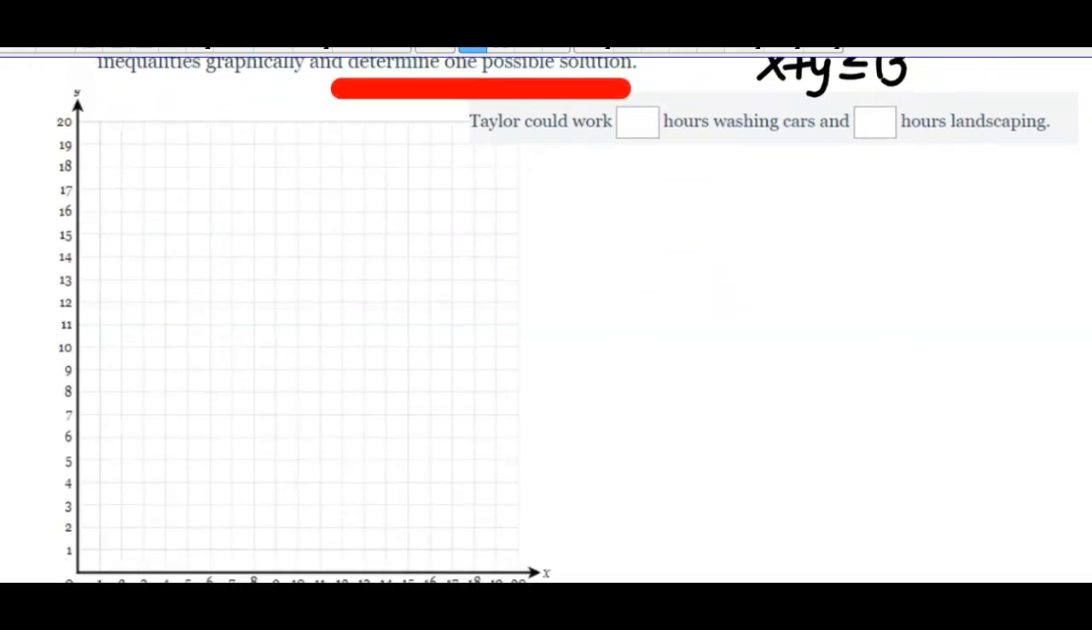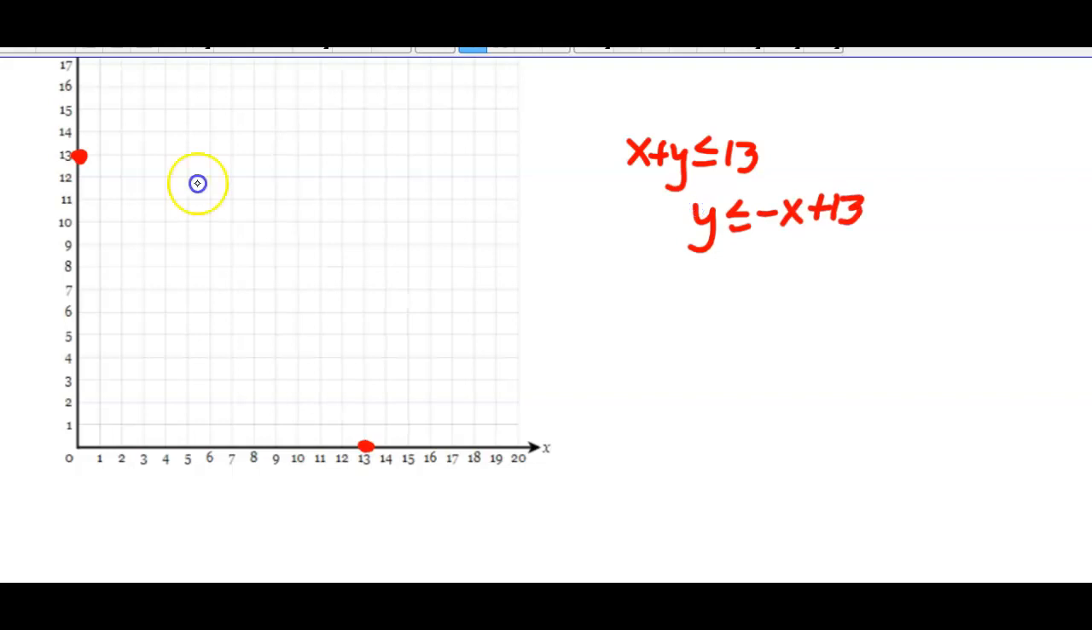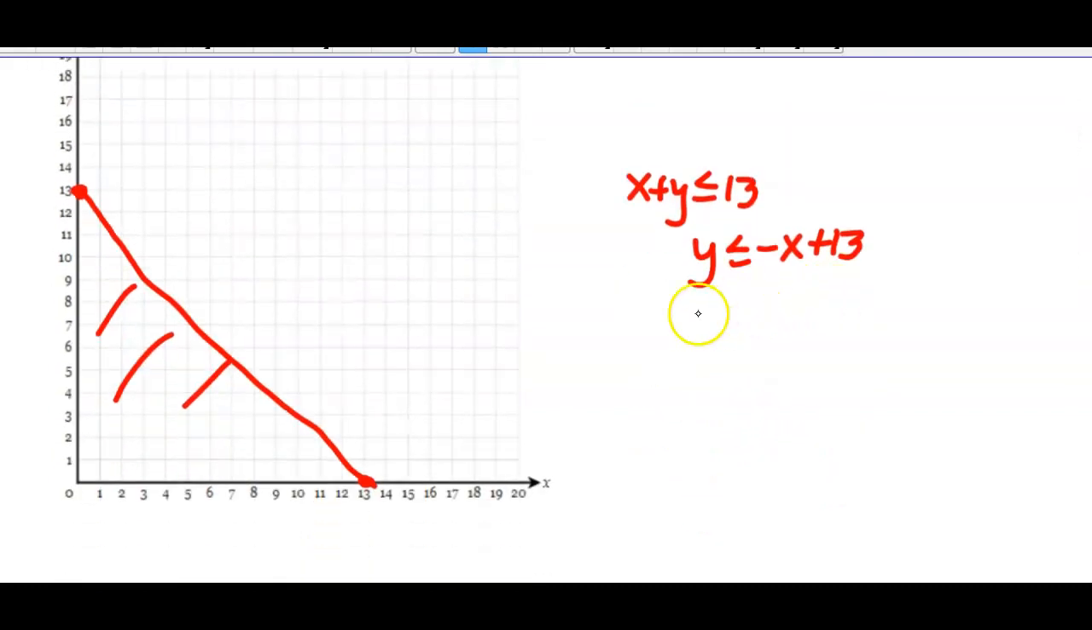So we're going to graph these inequalities. The first one, X plus Y is less than or equal to 13. I'll do in red. The intercepts would just be 13, 0, and 0, 13, or you could make it this equation, but it should be here, and she needs to stay below that. Okay? The second equation was 7x plus 11y is greater than or equal to 110.